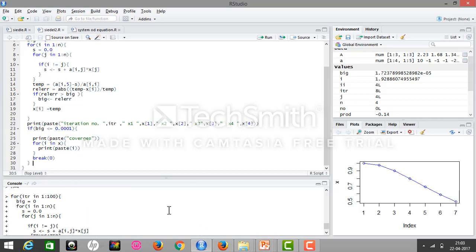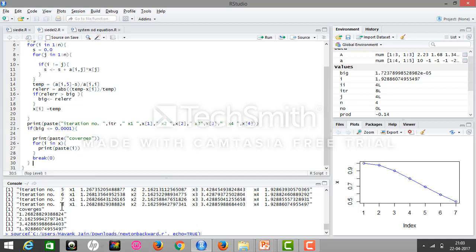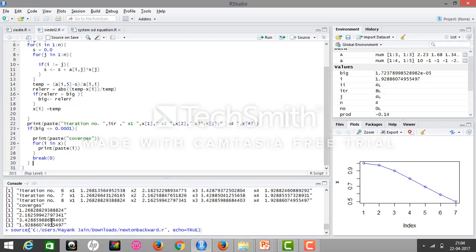And here's the answer. For each iteration number, we have printed the values of x1, x2, x3. At the 8th iteration, we have converged to our solution, that is x1 equals 1.26 something, x2 equals 2.62599, x3 equals 3.488, and x4 equals 1.99.